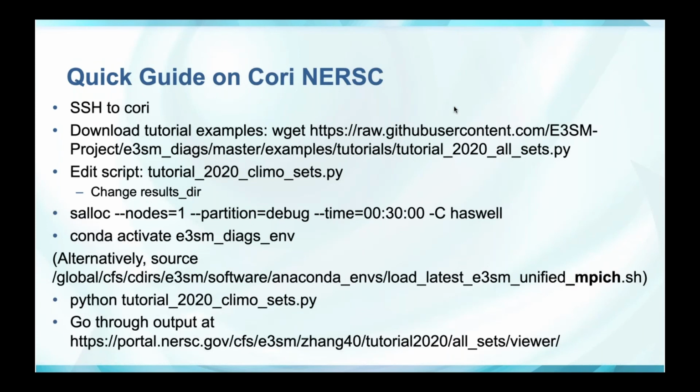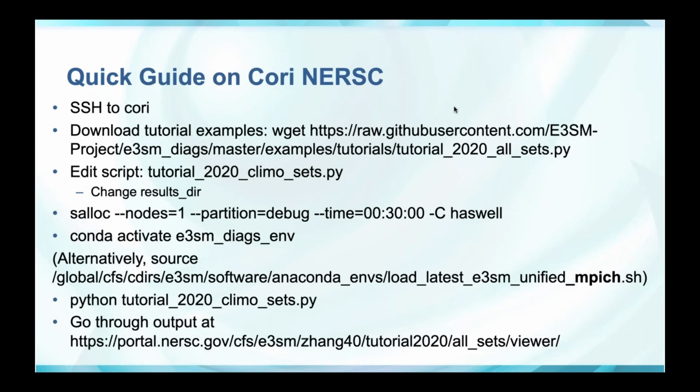This is a simple guide for running this configuration on Cori Haswell. First, you will SSH to Cori and then download our tutorial example using wget from our GitHub repository. And you will need to edit this script. The only change is to set the results directory to somewhere that you have write permission.